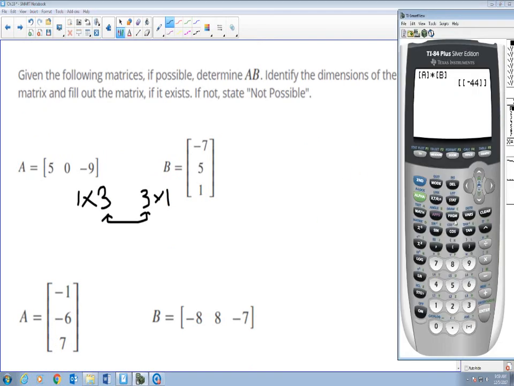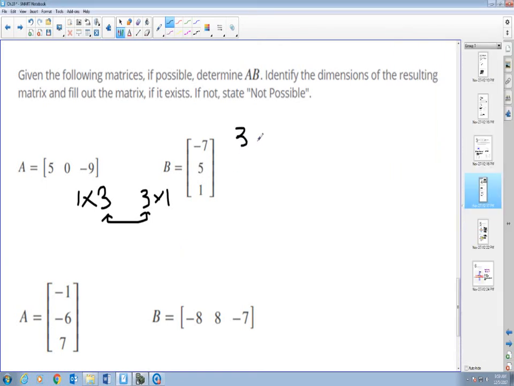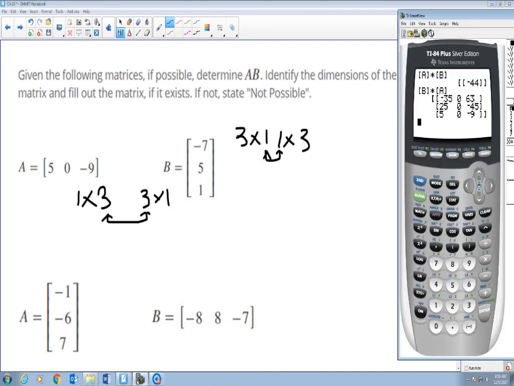Now vice versa. I'm going to do matrix B times matrix A, and you will find the answer is different. Can I do that? Can I take matrix B, which is 3 rows by 1 column, and multiply it by 1 row by 3 columns? As long as these two inner numbers are the same, I am able to multiply them. So this time, this will be my answer. As you can see, A times B is definitely different than B times A.